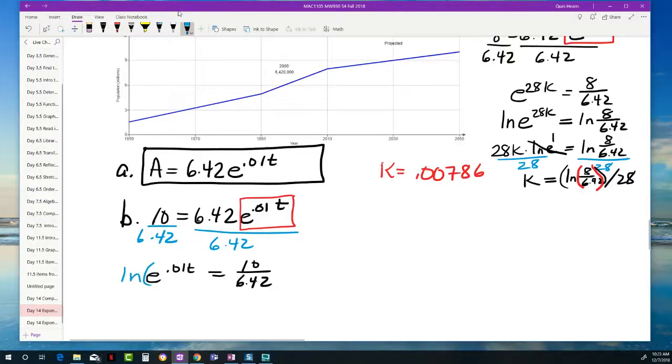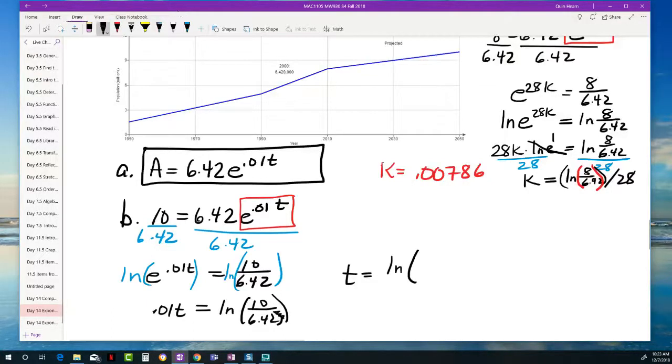Take the natural log of both sides, and we can bring this power out front, and natural log of e is just 1. So on the left we just have 0.01 t. On the right we have natural log of 10 over 6.42. We're going to divide by 0.01, so t equals natural log of 10 over 6.42 divided by 0.01. So let's plug that into your calculator.